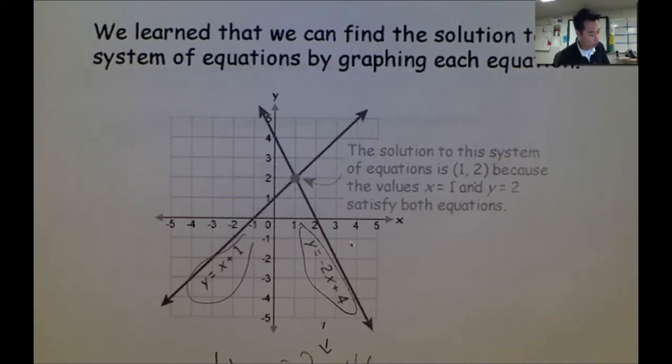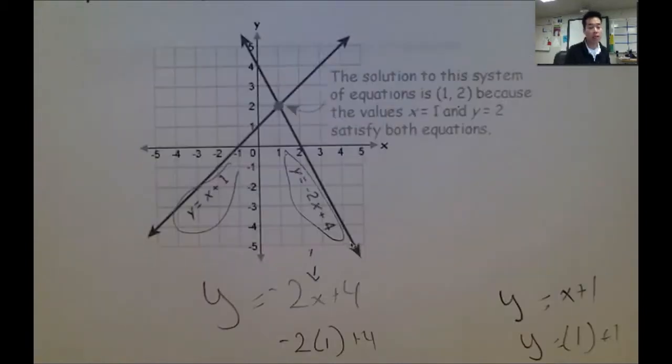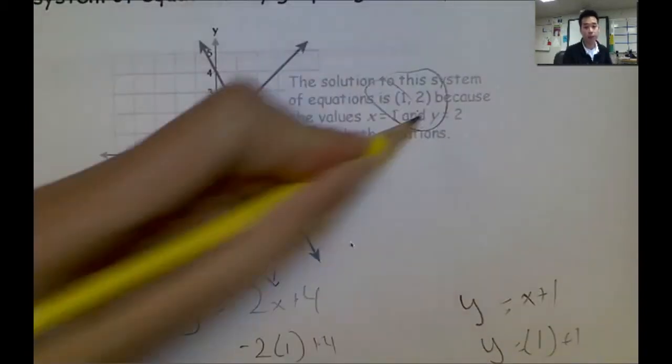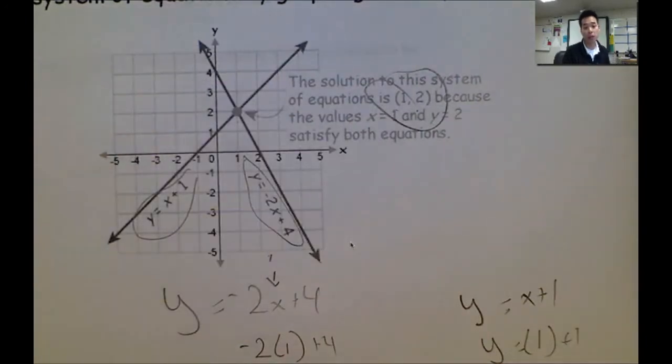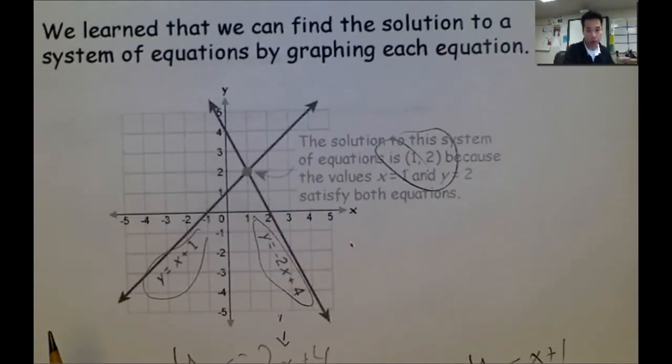The second equation, put in 1 for x, and I get 2 is equal to 2. So this just means that this point satisfies both equations. It makes both statements true.